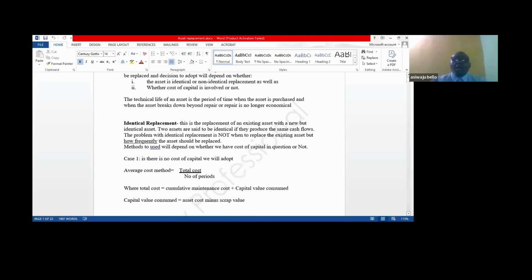Last week, there are two types of replacement. Identical asset replacement, whereby an existing asset is replaced with a similar identical asset. Two assets produce the same cash flows. We explained this last week. We explained that for identical replacement, the problem is not when to replace the existing assets, but how frequently the asset should be replaced.